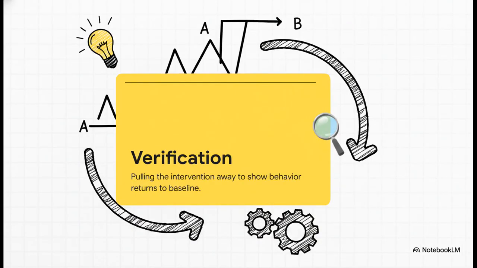And then we get to verification. This is the act of pulling the intervention entirely away to show that the behavior actually returns to its original baseline level. Think of it like flipping a light switch off just to prove that the switch is actually what's lighting the room, right? You are verifying that the environment, specifically your intervention, is what actively controls the behavior, not some random outside confounding variable that just happened to occur at the exact same time. You are literally proving cause and effect.